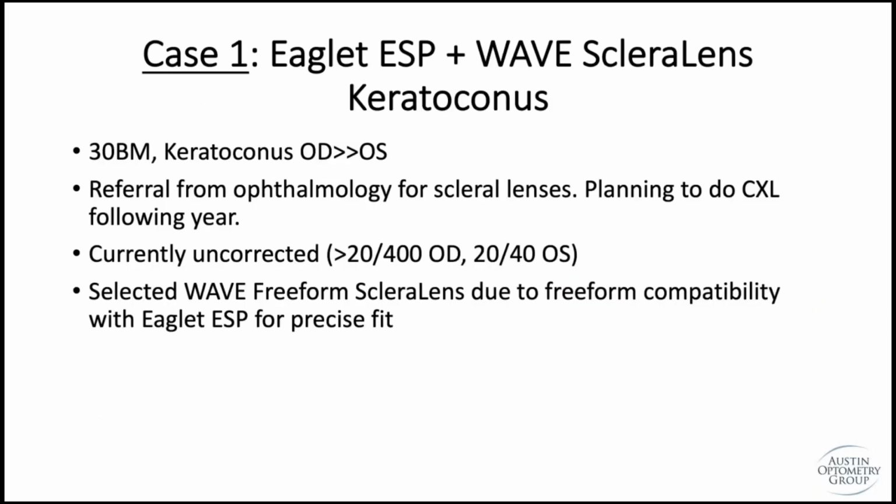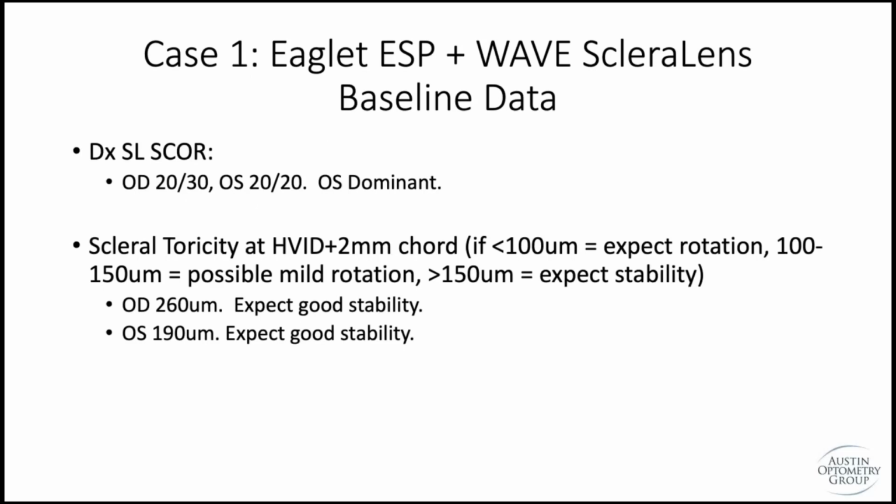Let's see here. So we're going to dive into the first case. This case was with the Eaglet, and this is just our bread and butter keratoconus case. 30-year-old black male, right eye keratoconus, worse in the left eye, referral from ophthalmology, not good vision on the right eye, pretty decent vision on the left eye. The Wave is a great option for most any case, but I really wanted something that worked well with the Eaglet, and the Wave's proven to work very well with the Eaglet.